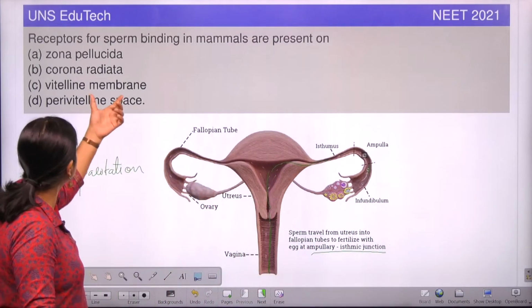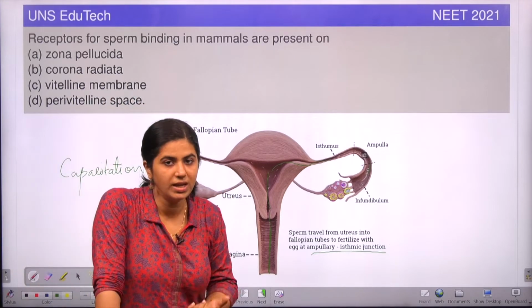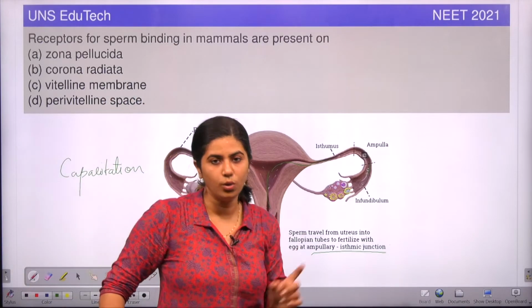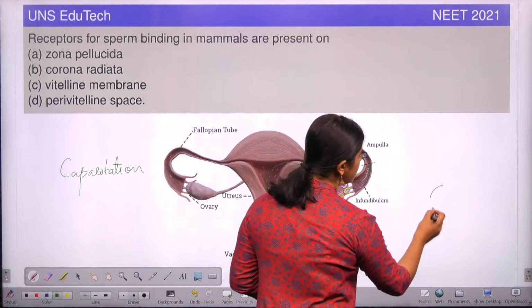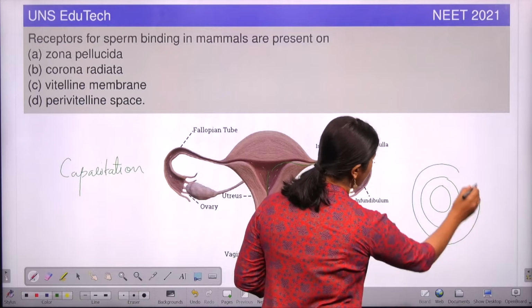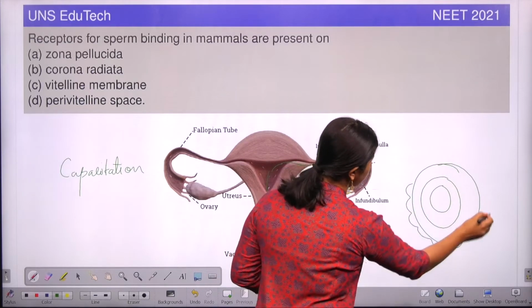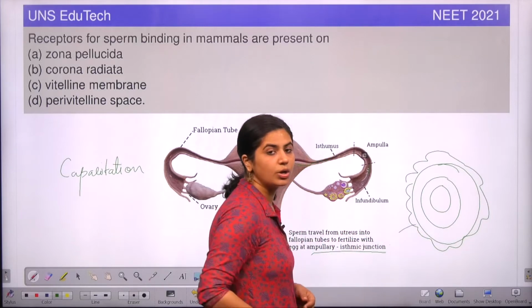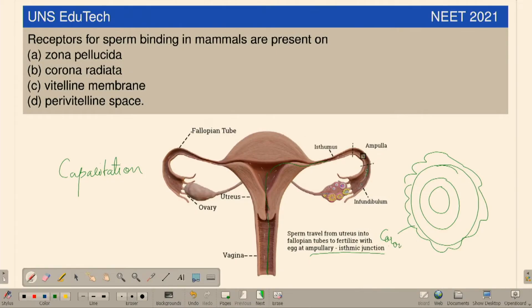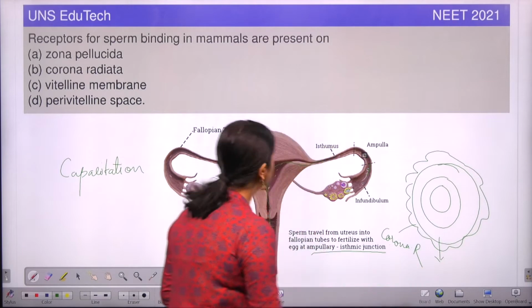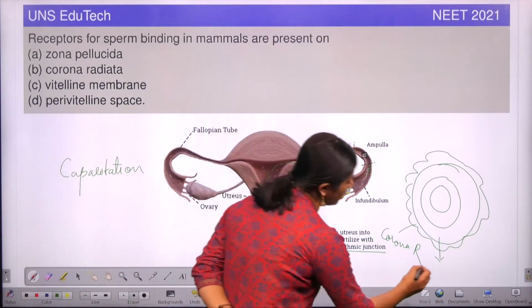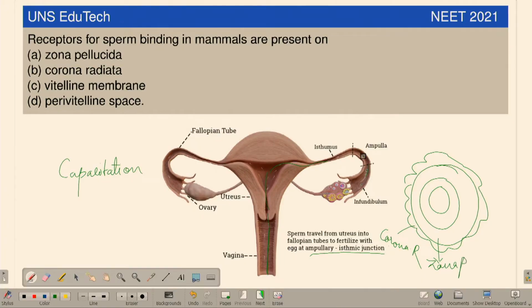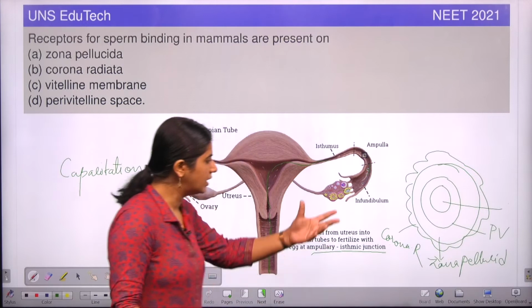Now our question is, the receptor for the sperm binding is present on which layer of the ovum? If we consider an ovum, it has many membranes. If we see an ovum, it will be like this. This will be the corona radiata. What will be this? This will be our zona pellucida, then the perivitelline space, then comes our nucleus. These are the different areas.